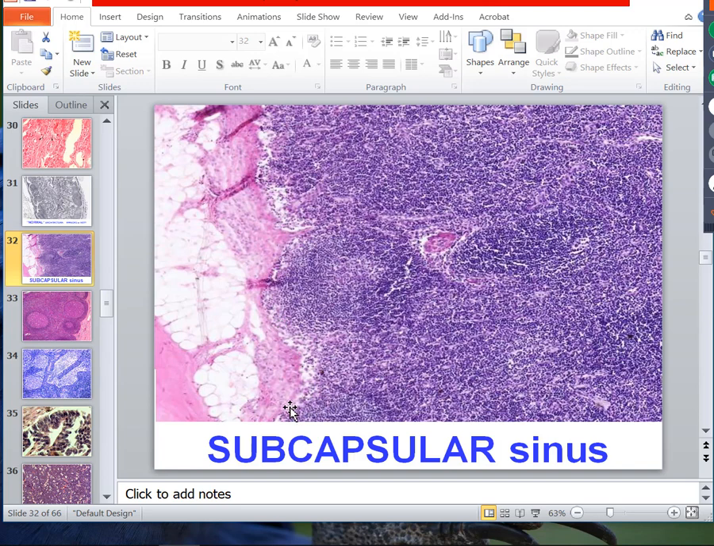And the reason why a subcapsular sinus is important is because if you remember the flow, from the afferents to the efferents, the first cells to drain inside of a lymph node would come into the subcapsular sinus, including metastatic cells. So when a pathologist examines lymph nodes and tells the family that the lymph nodes were all free, it means he paid special attention to the subcapsular sinus, even if it didn't look like there was a lot of tumor anywhere else.